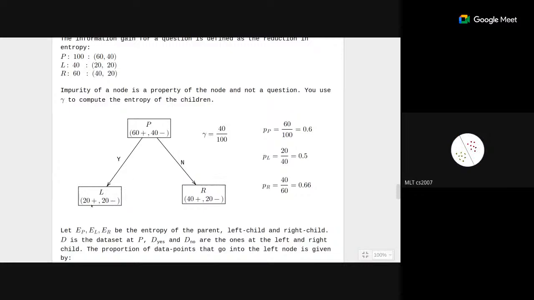Sorry, I didn't get this part. So 60 plus is what you said. Plus is a yes, isn't it? Yeah, 60 plus. Yes. So on the left side, I should have 60 total. So 40, 20, I should.